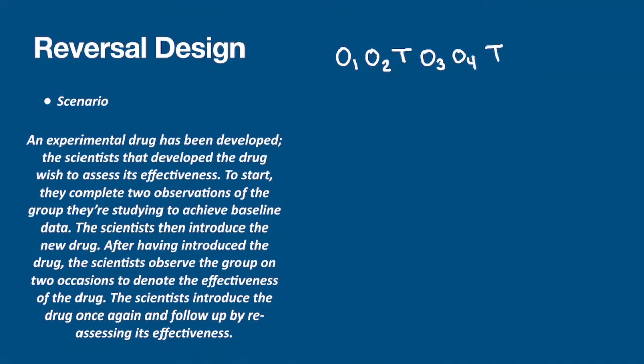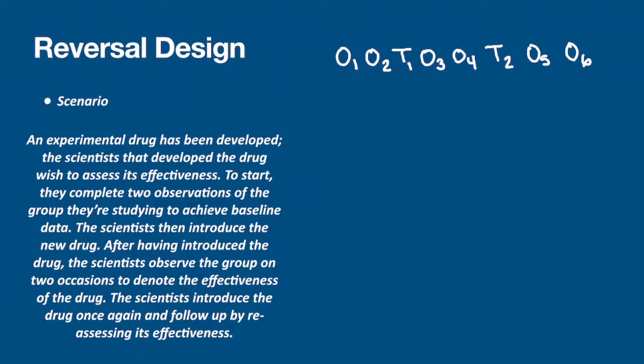Now we're going to put a second treatment here. Because we have a second treatment, we're going to come back here and label our first treatment. Right after that, we're going to put two more observations, and we'll continue labeling these as observation 5 and observation 6. So let's take a look at our scenario and see if we can identify what's taking place.